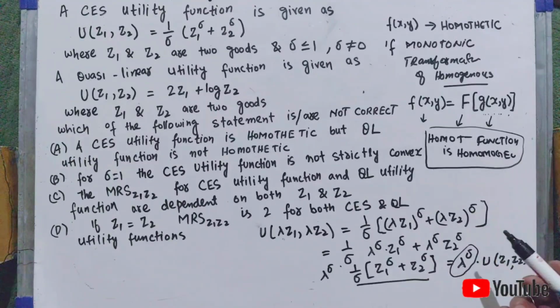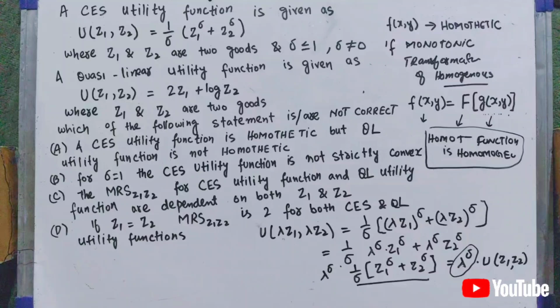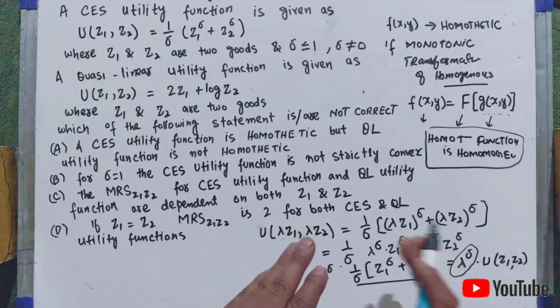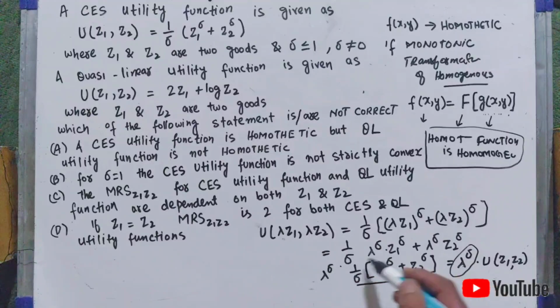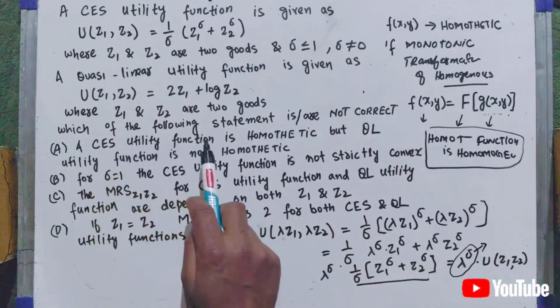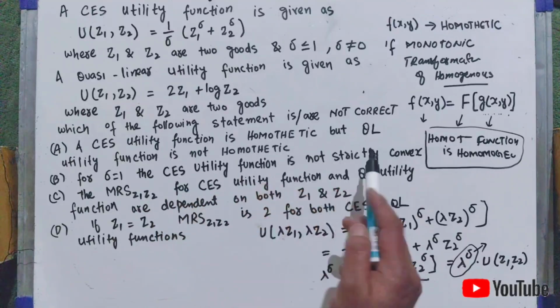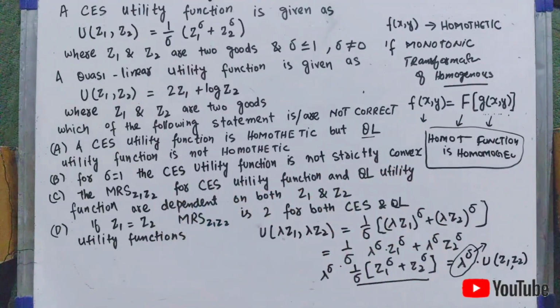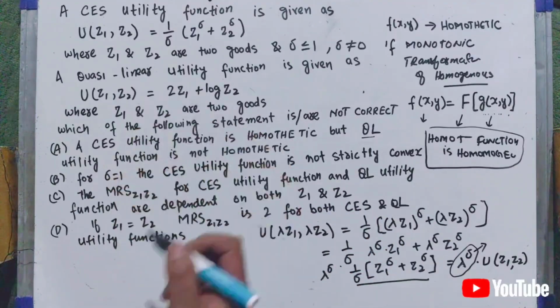I have explained homogeneity also, I don't have the space and time here. If we are able to take lambda common completely from this function, we say the given function is homogeneous of degree n. Here the degree of homogeneity is delta. So this part is correct. A CES utility function is homothetic. What about the quasi-linear utility function? Let us see whether the quasi-linear utility function is homothetic or not.